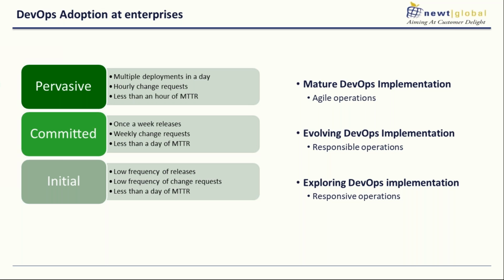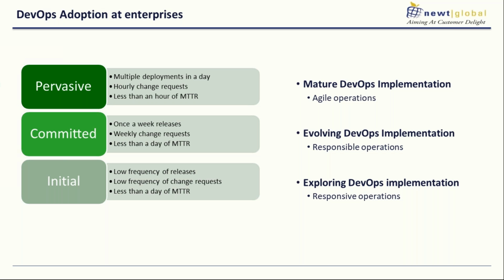But the pervasive organizations are the ones that basically use a mature DevOps process. They become very agile. The characteristic is they have multiple releases in a day. In fact, sometimes it's a few hours, and they have change requests coming by the hour, and they have typically an hour or even less for MTTR.